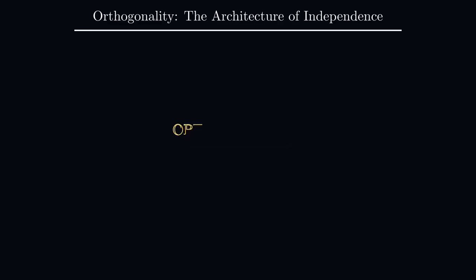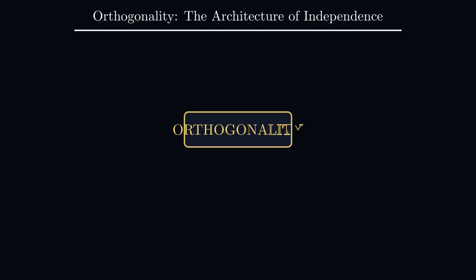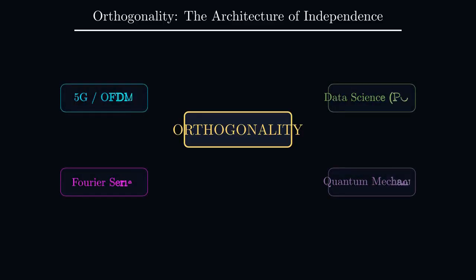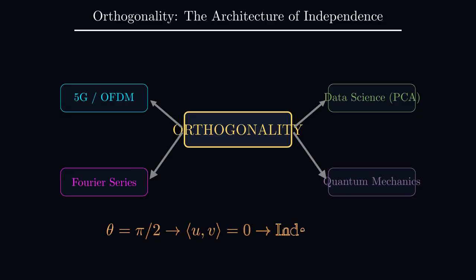It allows us to define a basis, a set of fundamental building blocks that are guaranteed not to interfere with one another. Whether we are compressing a JPEG image by discarding orthogonal high-frequency components or isolating a single voice in a digital recording, we are relying on the fact that at a 90-degree angle, the product of two entities vanishes. Orthogonality is the quiet architecture of independence that makes modern signal processing, data science, and physics possible.